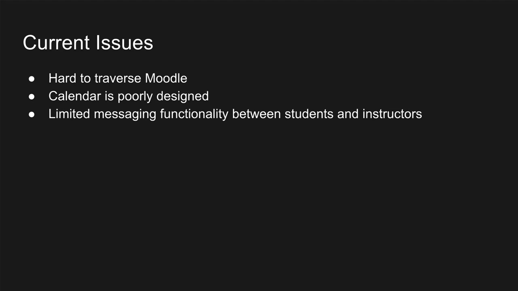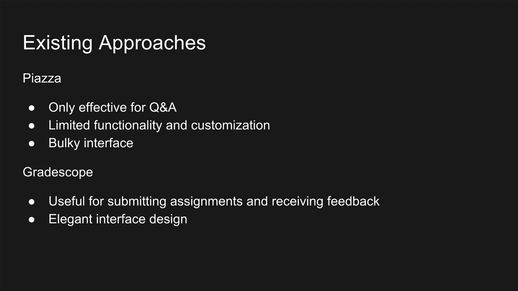There's also a lack of ease of communication between students and instructors, and even when it comes to students and students themselves. So, two similar systems that we've taken a look at are Piazza and Gradescope. We like Piazza primarily for its easy-to-use question and answering system. However, there's not much functionality beyond this feature. We like Gradescope for its elegant design and its system for submitting and receiving feedback. However, just like Piazza, Gradescope has limited functionality beyond this.